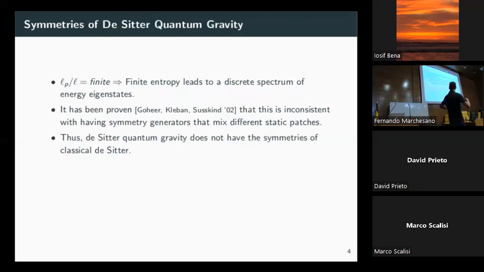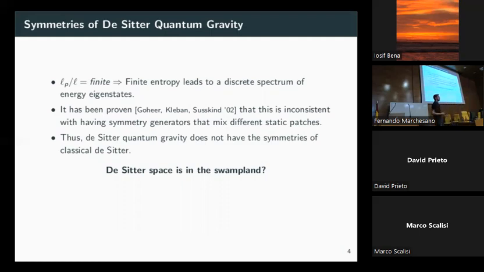But then there's an old argument by Goheer, Kleban, and Susskind that having a discrete spectrum of energy eigenstates is inconsistent with having symmetry generators that mix different static patches. So what it means is that de Sitter quantum gravity cannot have the symmetries of classical de Sitter space. So you could ask, does this mean that de Sitter space is in the swampland? But are we even talking about de Sitter space if it doesn't exist in the sense of its isometries?